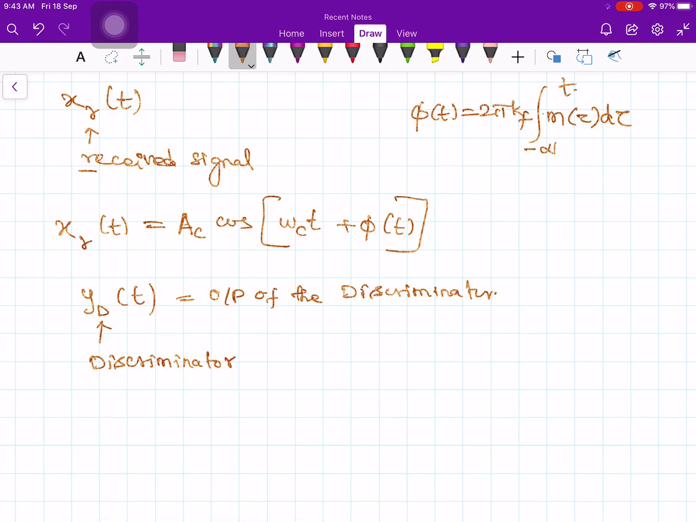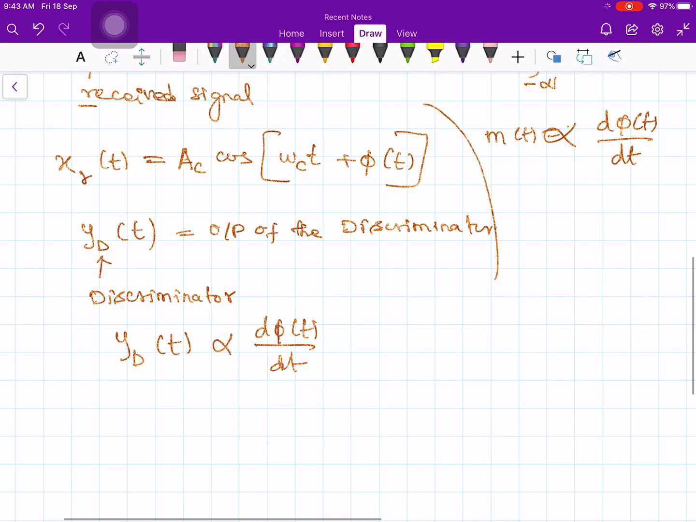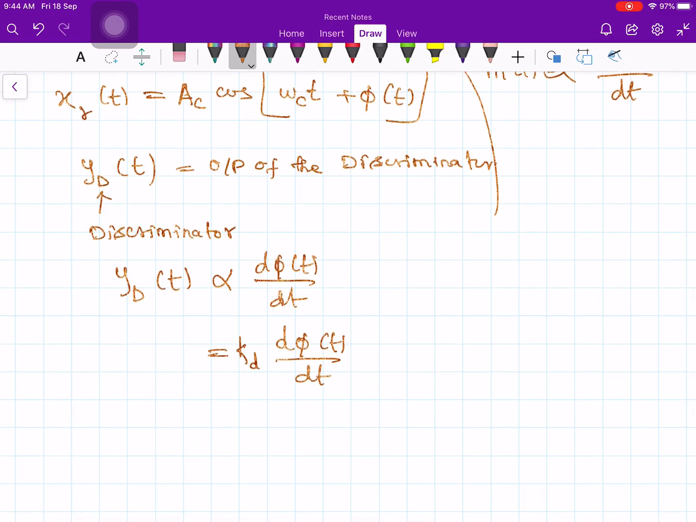So what is your m(t) now? m(t) is proportional to the derivative d phi(t)/dt. Forget about the constants. Therefore your y_d(t) is proportional to d phi(t)/dt. Let me put the proportionality constant here, that is k_d times d phi(t)/dt, because the frequency deviation is proportional to the derivative of phi(t), the instantaneous phase.